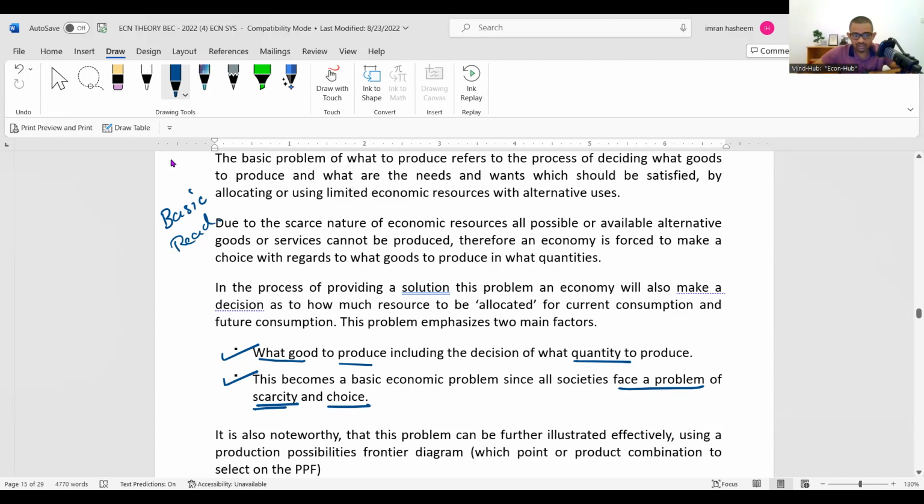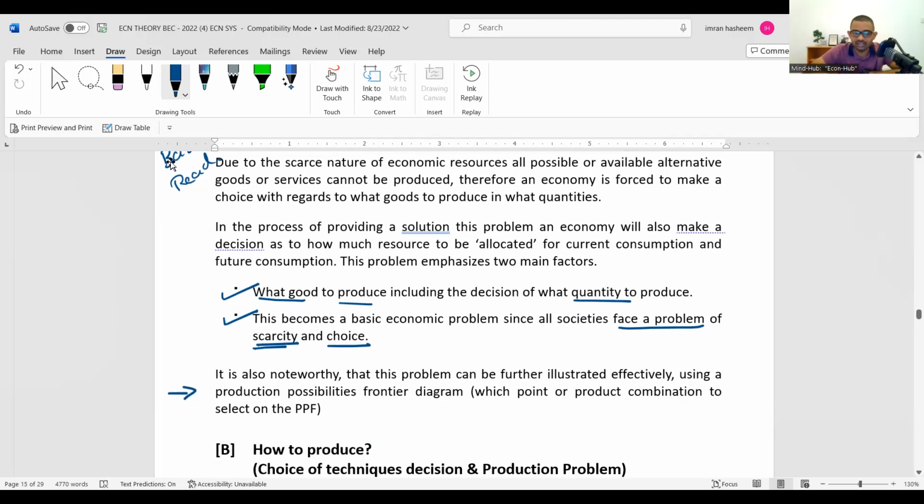And then I want you guys to quickly do this now. We can really illustrate very effectively the problem of what to produce and these trade-offs we have to make using a wonderful model we have learned called the production possibilities frontier. Very easily we can understand the problem, right?